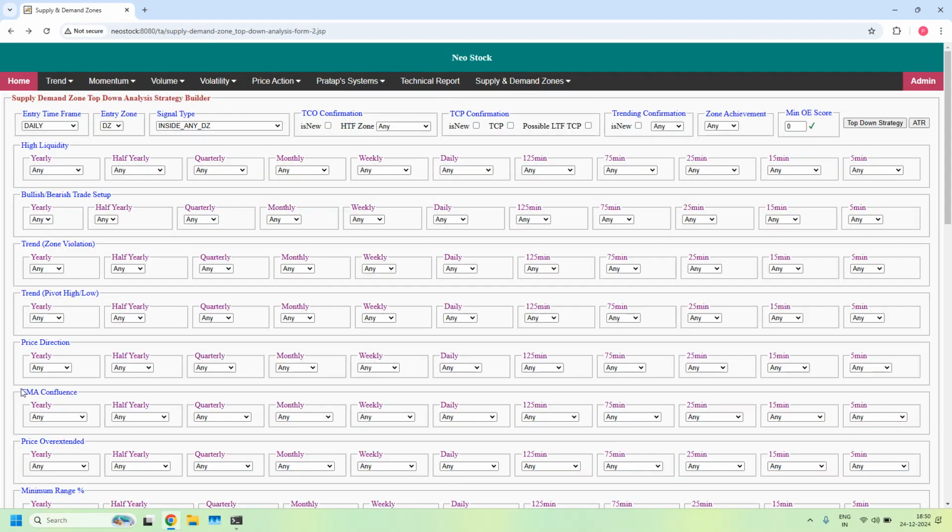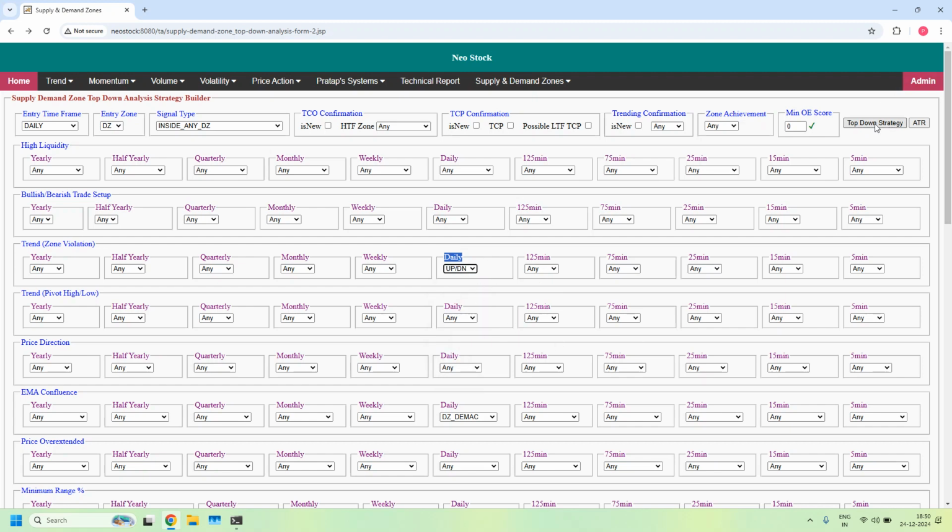Let's add that filter. In the EMA confluence at a daily time frame, I am setting the filter daily demand zone having daily EMA confluence, and during this EMA confluence trend should not be sideways, otherwise EMA confluence does not give any extra advantage. So in the trend daily time frame, I am selecting up or down trend but not sideways.